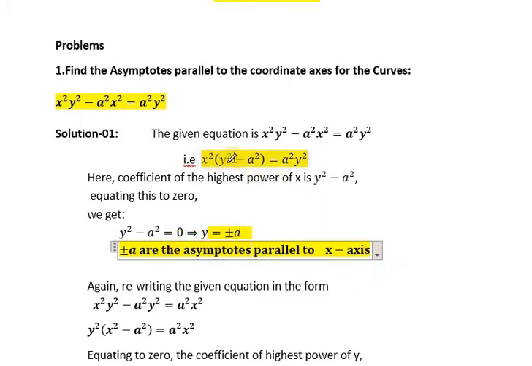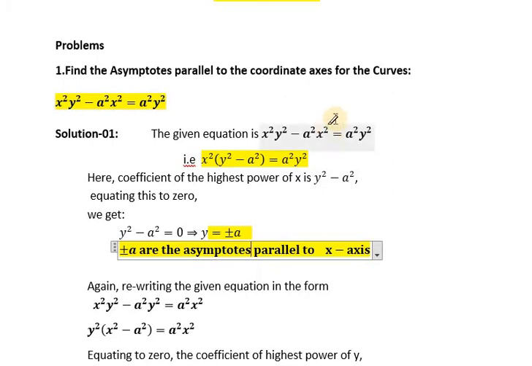So we have taken the coefficient of highest power of x, that is y square minus a square, equated it to 0 and found y is equal to plus or minus a, that is the required asymptote parallel to x axis.